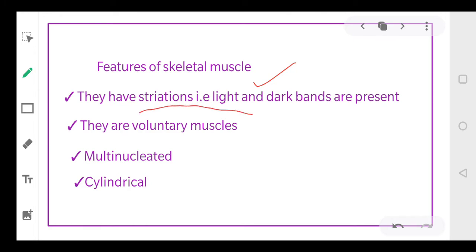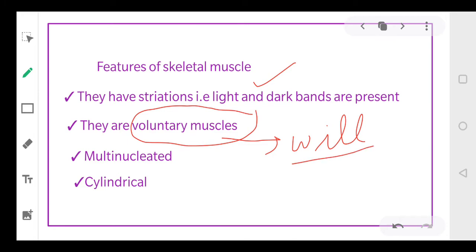These muscles are called voluntary muscles. Voluntary muscles means they can be moved as per your will. Like if you want to lift your hand, you can lift your hand, isn't it? So these muscles are controlled by your will. That means they are controlled by your nervous system. So we can control the movements of such muscles.